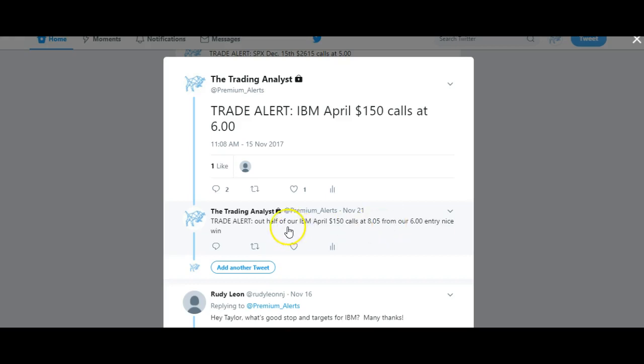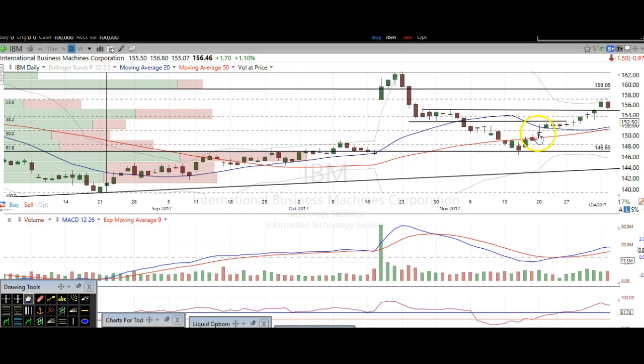So here's the trade alert. Out half of our IBM April 150 calls at 8:05 from our $6 entry, and that's about a 33% win on this trade in a very short amount of time. So nice little win so far for us on this trade. Let's go back to the chart. It didn't hit our second target just yet.